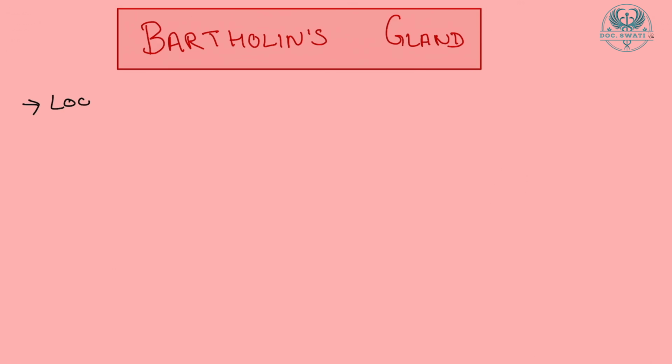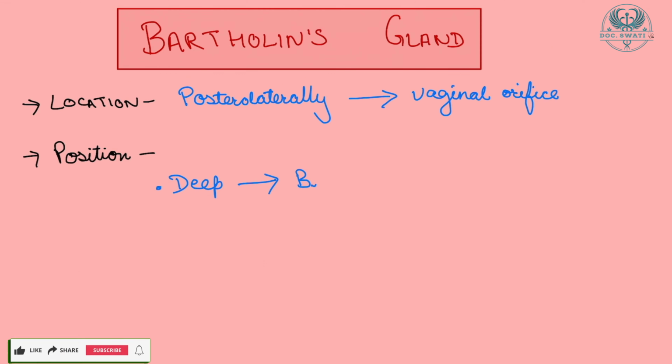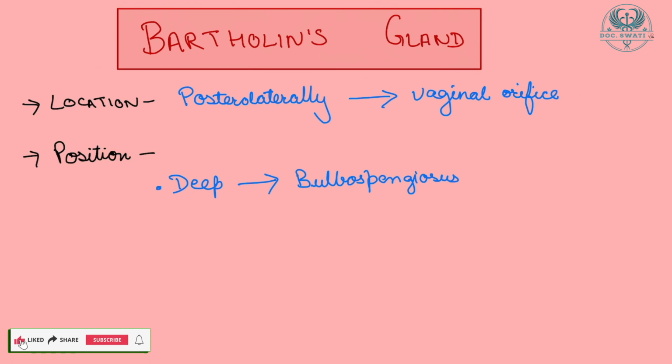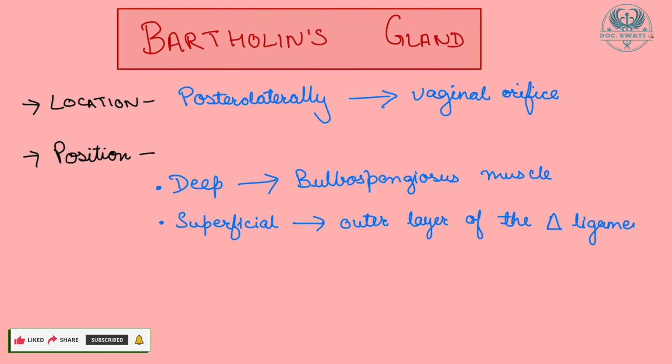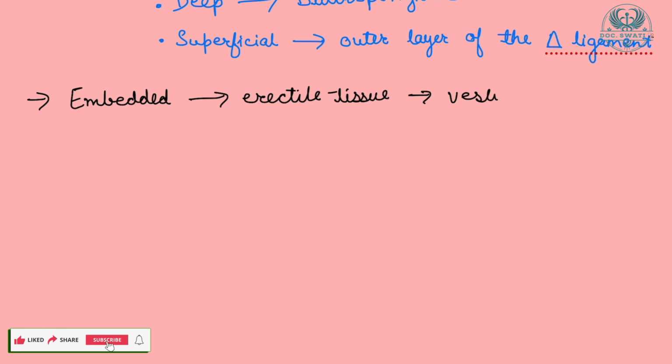Let's begin with discussing the key features of Bartholin gland. Where is Bartholin gland located? It is located posterolaterally in relation to the vaginal orifice. What is the position of Bartholin's gland? It is situated deep to the bulbospongiosus muscle. It is superficial to the outer layer of the triangular ligament. Moreover, it is embedded within the erectile tissue of the vestibular bulb at its posterior extremity.